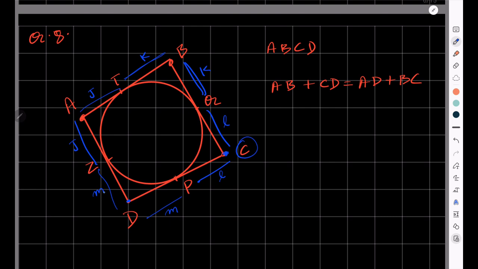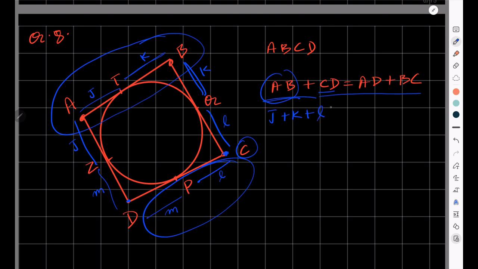So now it's a quadrilateral, and we need to prove actually this one. So let us try to break down AB into what we have assumed, according to the tangents law. So this AB is J plus K, isn't it? J plus K. And what is CD in that fashion? CD is L plus M.